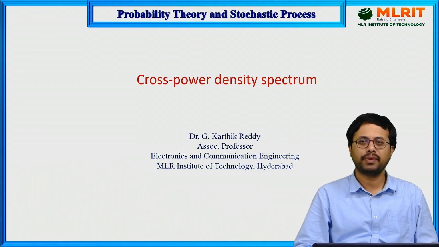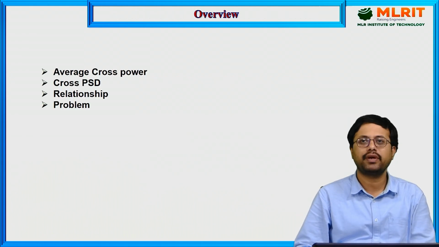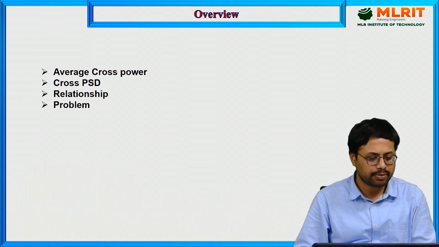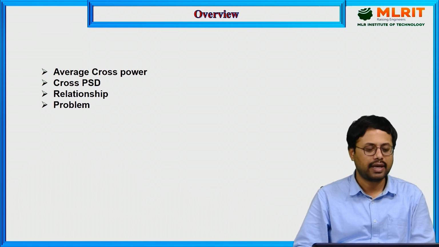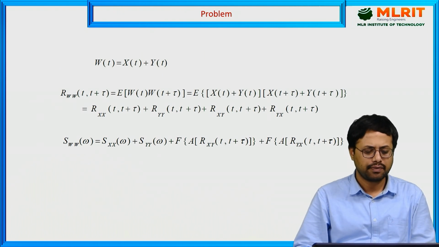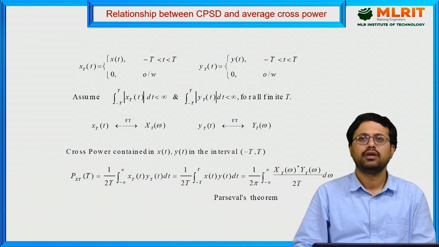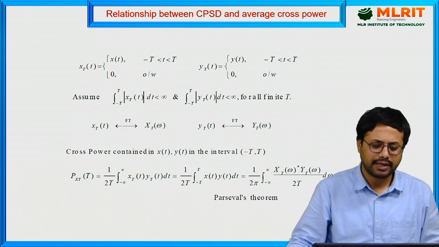Today's session topic is Cross Power Density Spectrum. In this session, we are going to discuss average cross power spectral density, the relationship between cross power spectral density and cross power, and the problem related to this concept. Before discussing the problem, we will first discuss the relationship between them.